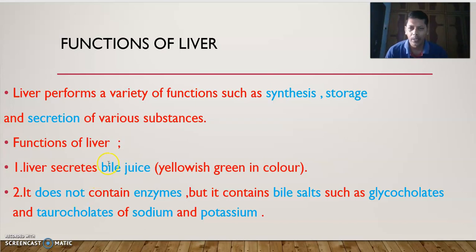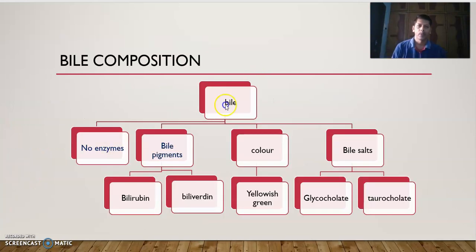Bile juice is produced by the liver. What is the color of it? Yellowish green in color. Bile does not contain any enzyme, but it contains bile salts and bile pigments. I will show you here in this flow chart. Bile has no enzymes. The only digestive juice without enzymes is the bile.